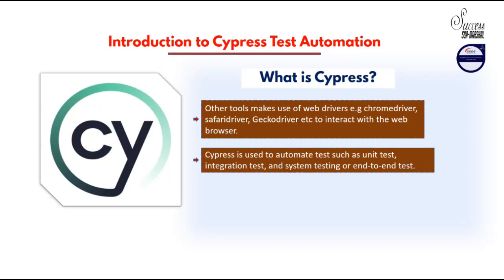Cypress is used to automate tests such as unit tests, integration tests, and system testing, or what we call end-to-end tests. Unit testing is also known as component testing.